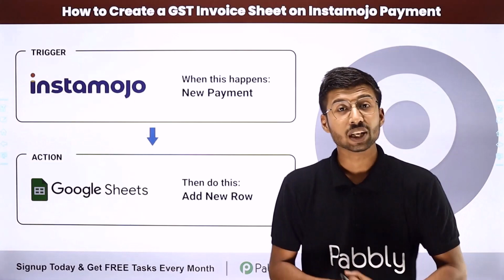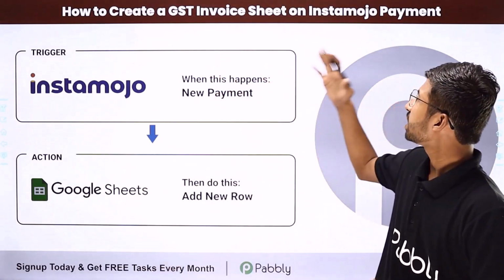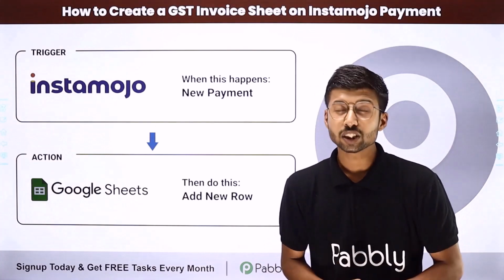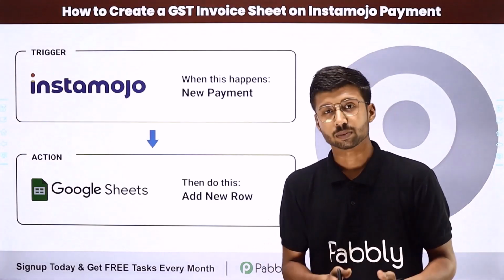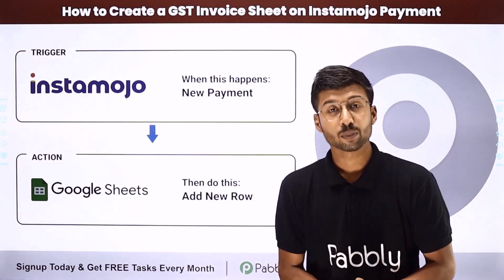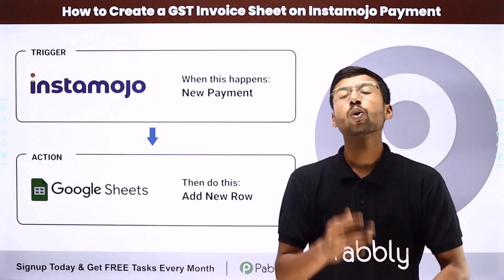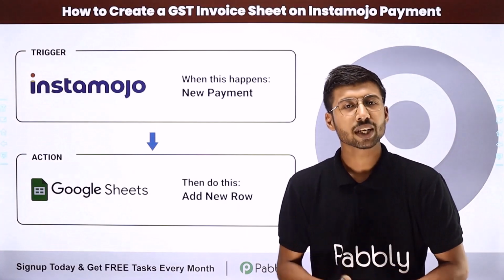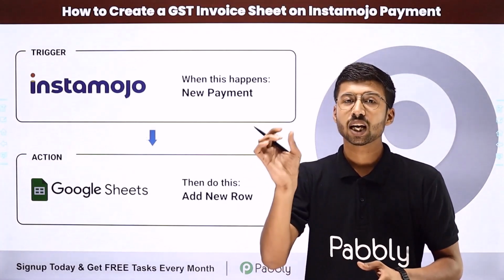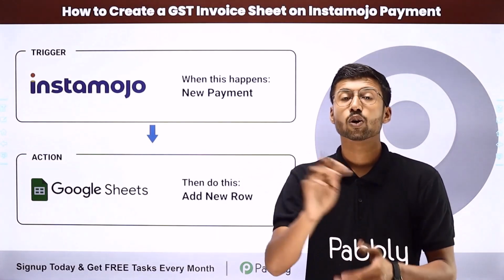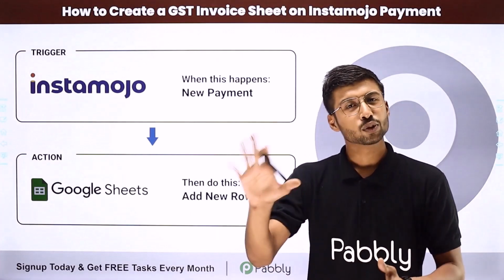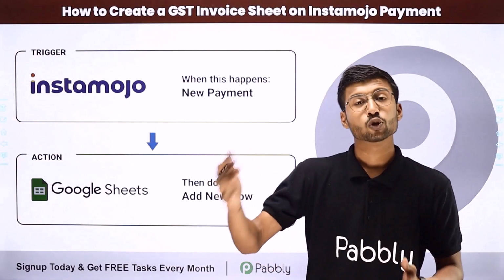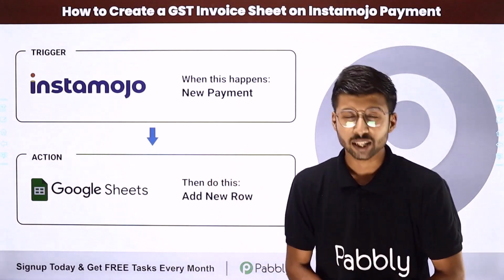So in this video, we will learn how to create a GST invoice sheet on Instamojo Payments. Now suppose guys, you are using Instamojo to collect payments from your customers and you are collecting payment for different products or services, and you want to add those new payment details into a Google Sheet, but you also want to ensure that you add the percent of GST applied or percent of tax applied on those products and services as well into the Google Sheet, so that you just have to share your Google Sheet with your accountant or chartered accountant and they can work on your taxation.